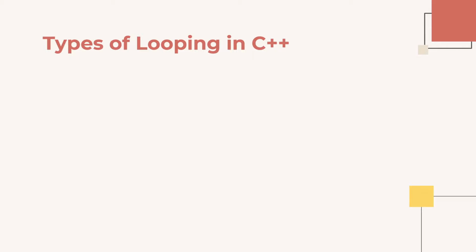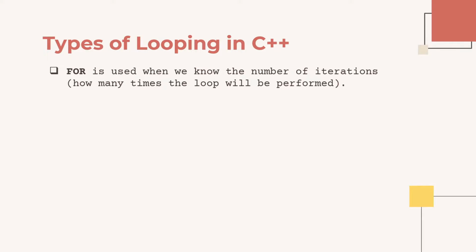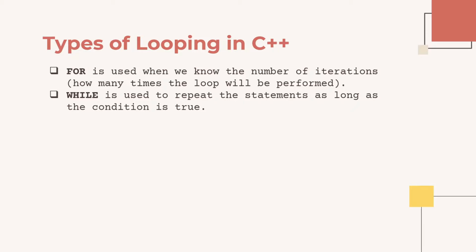There are three types, or three structures, of looping in C++. First is for. For is used when we know the number of iterations, or how many times the loop will be performed. The second is while. While is used to repeat the statements as long as the condition is true.